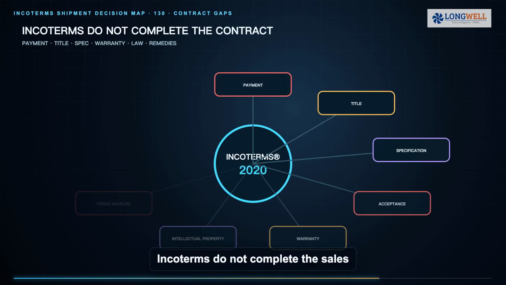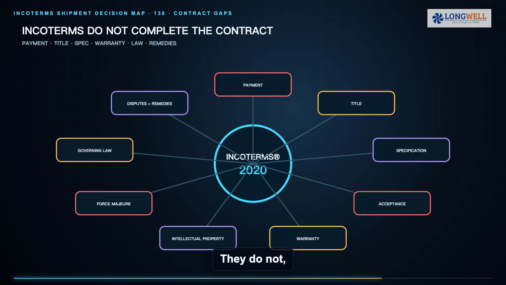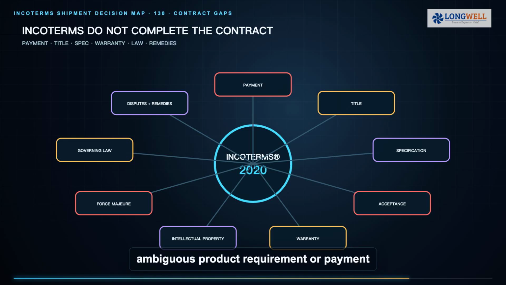Incoterms do not complete the sales contract. They do not, by themselves, settle payment timing, title or ownership, product specification, acceptance criteria, warranty, intellectual property, force majeure, governing law, dispute resolution or remedies. These terms need their own clauses and must agree with the chosen delivery rule. A precise risk line cannot rescue an ambiguous product requirement or payment trigger.